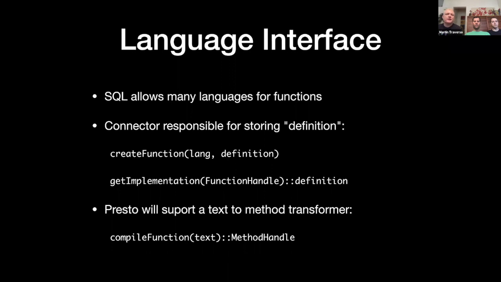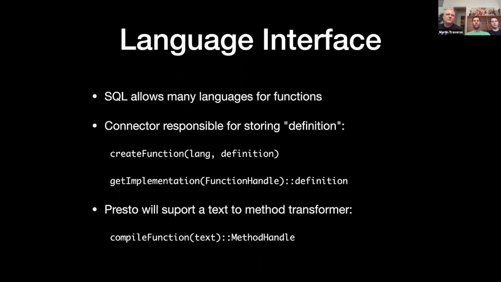So what we'll end up having is something along the lines of, we basically think of the connector as being responsible for storing the definitions of functions. You can think of this like we do with views today. We basically hand off to the connector, saying, hey, we want you to store this view under this name. This will be the same thing. We want you to create a function with a certain language and a definition object of some kind.